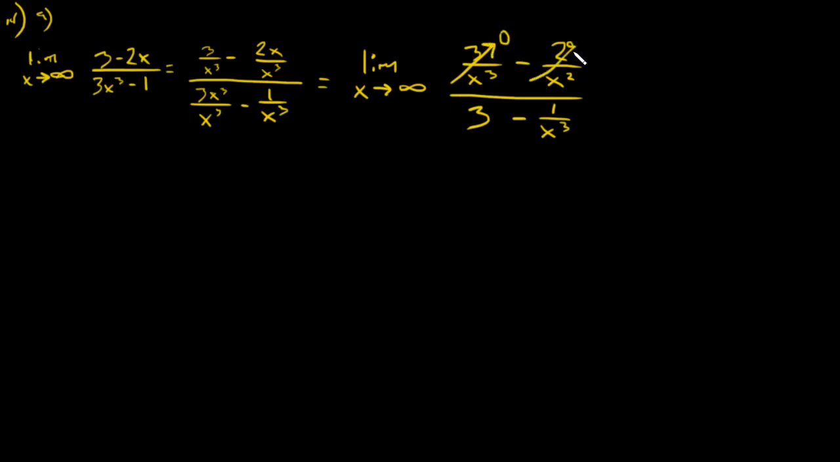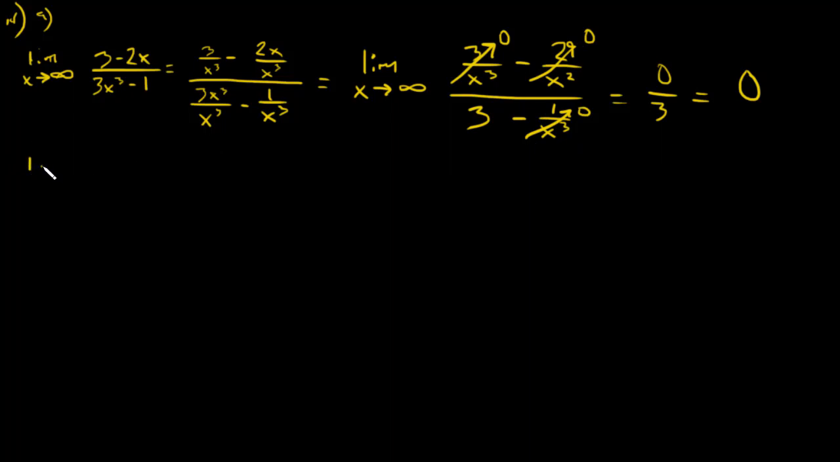0, 0, 0. 0 over 3 is still 0. So we'll have a horizontal asymptote at y equals 0. That's going to be the end behavior for the function as I head out to positive infinity. Okay? Do I get the same thing if it were negative infinity? Yeah, because this is still going to be a 0, 0, and a 0. So it would still be exactly the same.